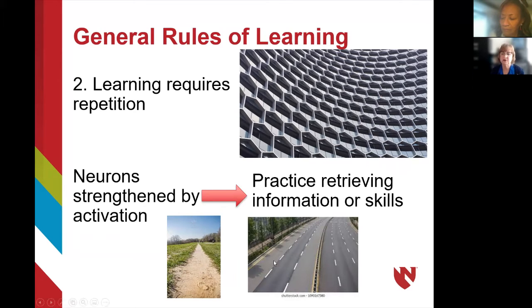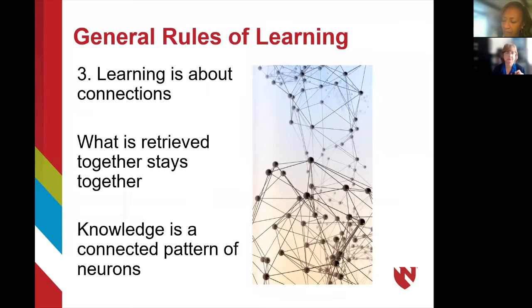But as we continue to practice and retrieve that information from long-term memory, those neural networks become very efficient and strengthen into a 3-lane highway. It allows us to get from point A to point B much quicker, and it also allows us to carry much more information, or cargo. So learning requires repetition, and learning is about connections.